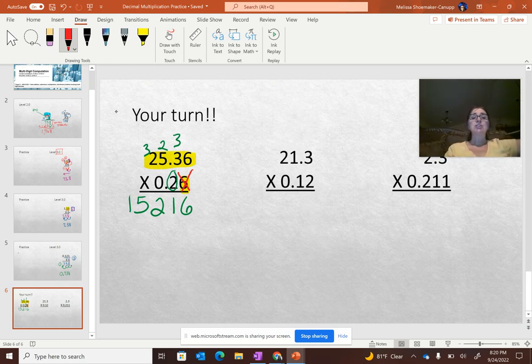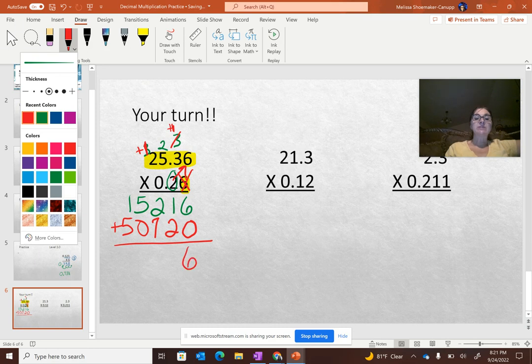Now I'm going to take the 2, or the 20, times everything, so I have to hold the place value, even though there's decimals. 2 times 6 is 12, carry the 1. 2 times 3 is 6, plus the 1 is 7. 2 times 5 is 10, carry the 1. 2 times 2 is 4, plus that 1 is 5. So now I don't have to worry about this 0. I'm just adding up these 2 partial products.